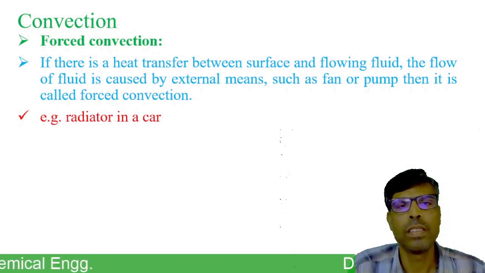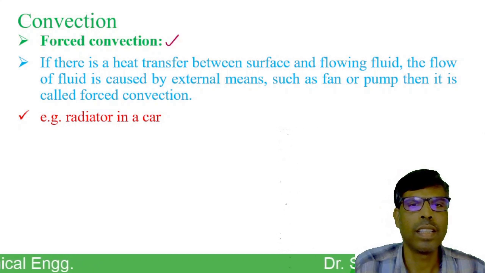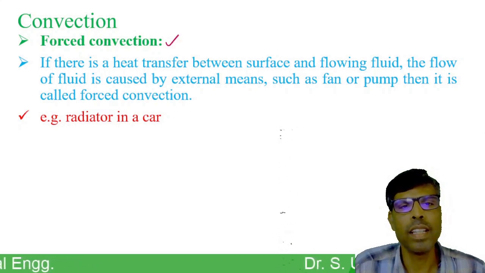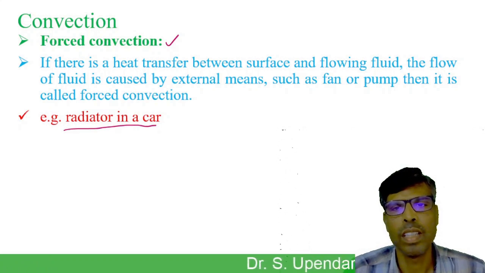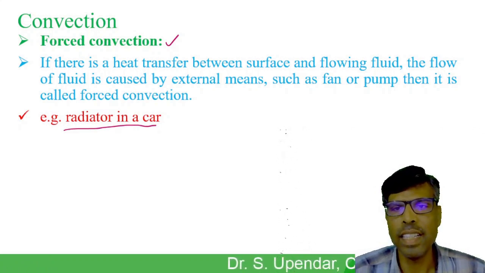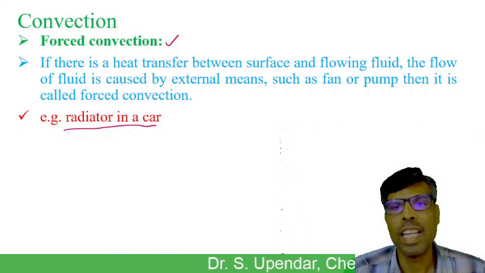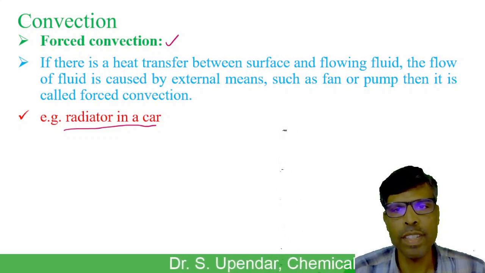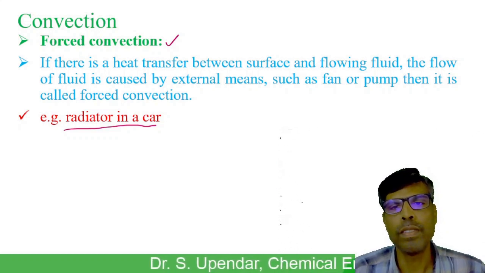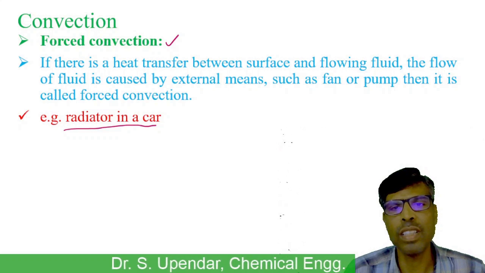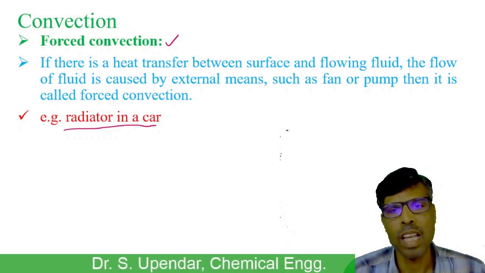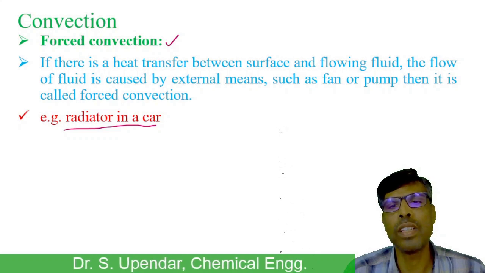Another example for forced convection is the radiator in a car, which is a good example of forced convection. A radiator is a heat exchanger which is an essential part of the cooling system of an engine. First, heat is absorbed from the engine components by the coolant, which is transferred by the pump, and that heated coolant is transferred to the radiator.